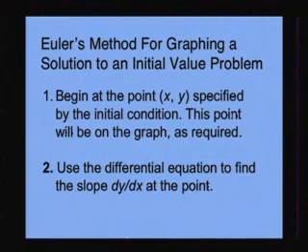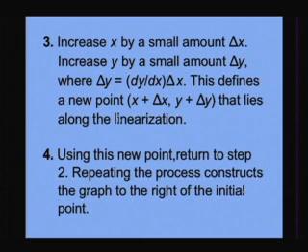Euler's method for graphing a solution to an initial value problem. Step 1. Begin at the point (x, y) specified by the initial condition. This point will be on the graph as required. Step 2. Use the differential equation to find the slope dy/dx at that specific point. Step 3. Increase x by a small amount delta x. Increase y by a small amount delta y, where delta y is equal to dy/dx times delta x. This defines a new point, (x plus delta x, y plus delta y), that lies along the linearization.